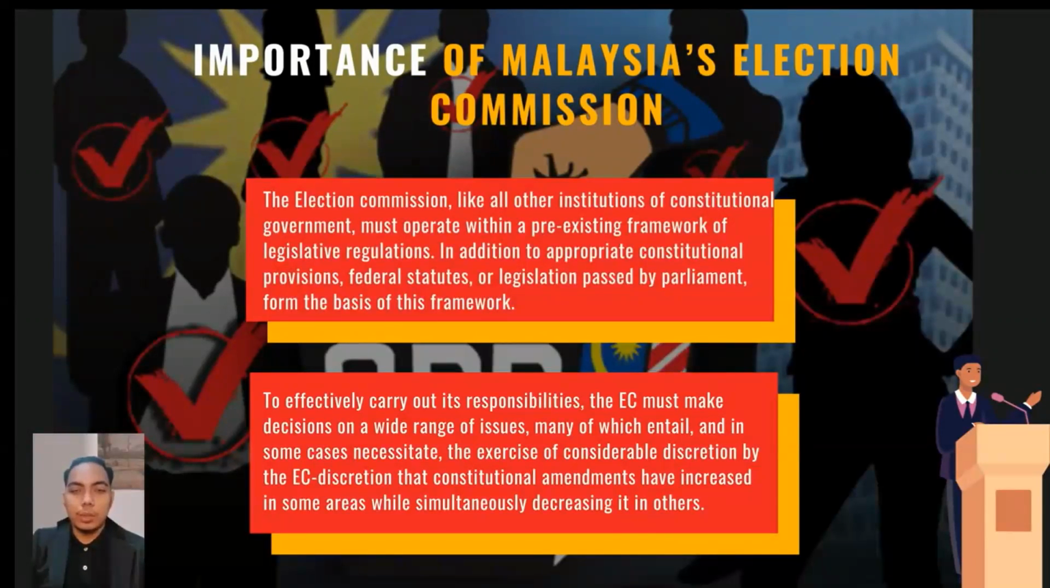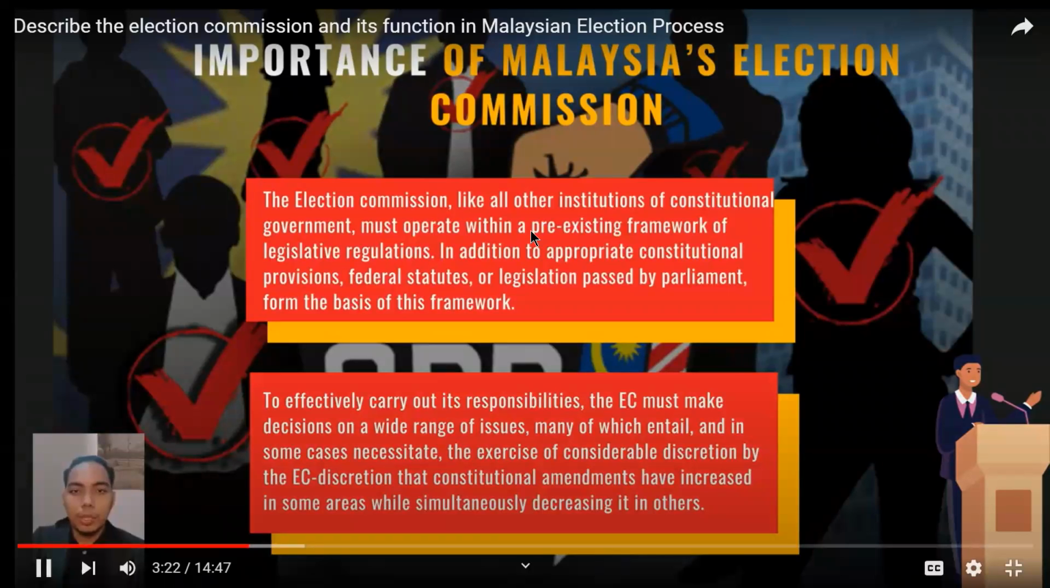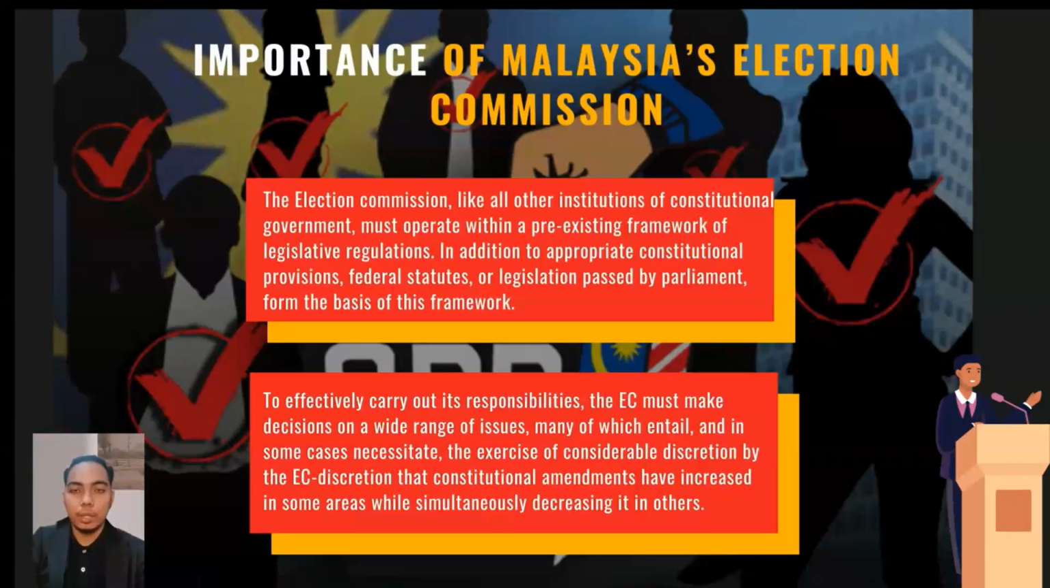The relevance of the EC is also derived from the discretion that the EC is granted under present rules. To effectively carry out its responsibilities, the EC must make decisions on a wide range of issues, many of which entail and in some cases necessitate the exercise of considerable discretion by the EC. Discretion that constitutional amendments have increased in some areas, while simultaneously decreasing it in others. To put it another way, existing regulations do not completely control or program the Election Commission's decision making. As previously said, this issue is critical in understanding the significance of the Election Commission.